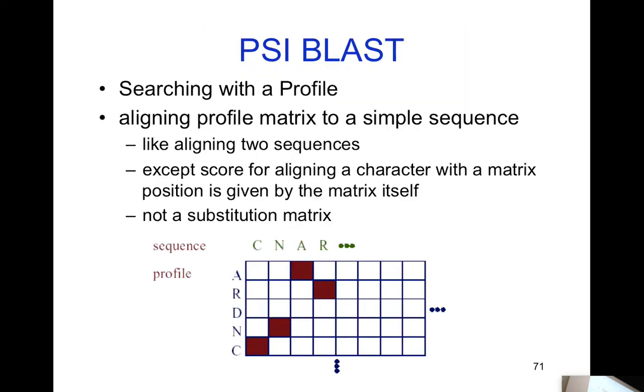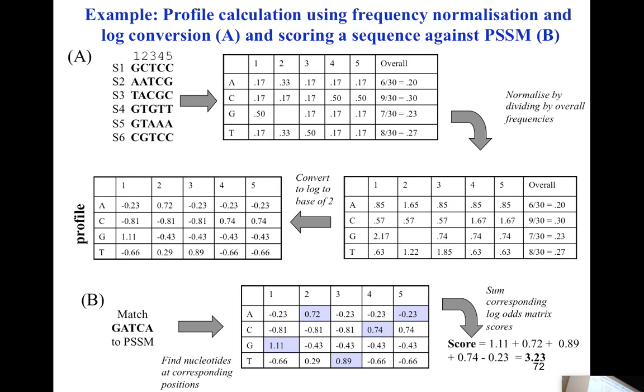So here you get the sequence, the sequence is the same thing. This is your PSSM, and then you use that. Here you can see the conversion from counts or frequencies to then log p-values or BLOSUM values.